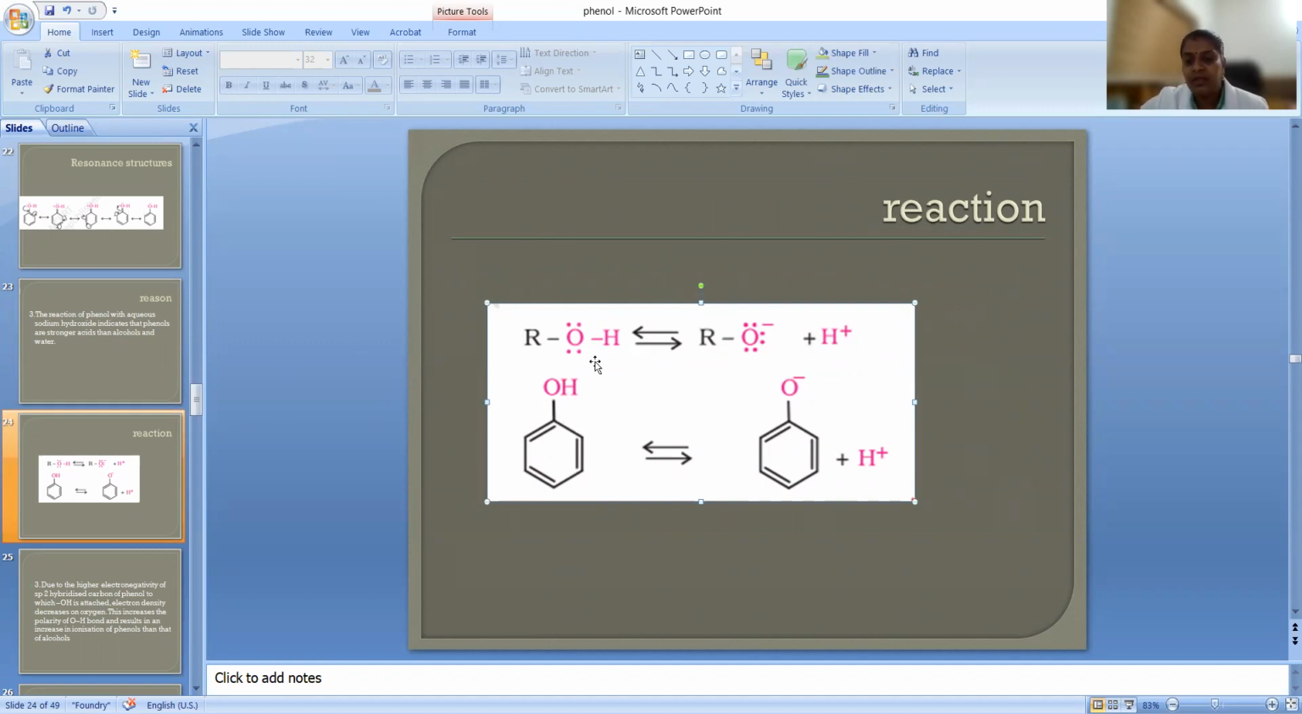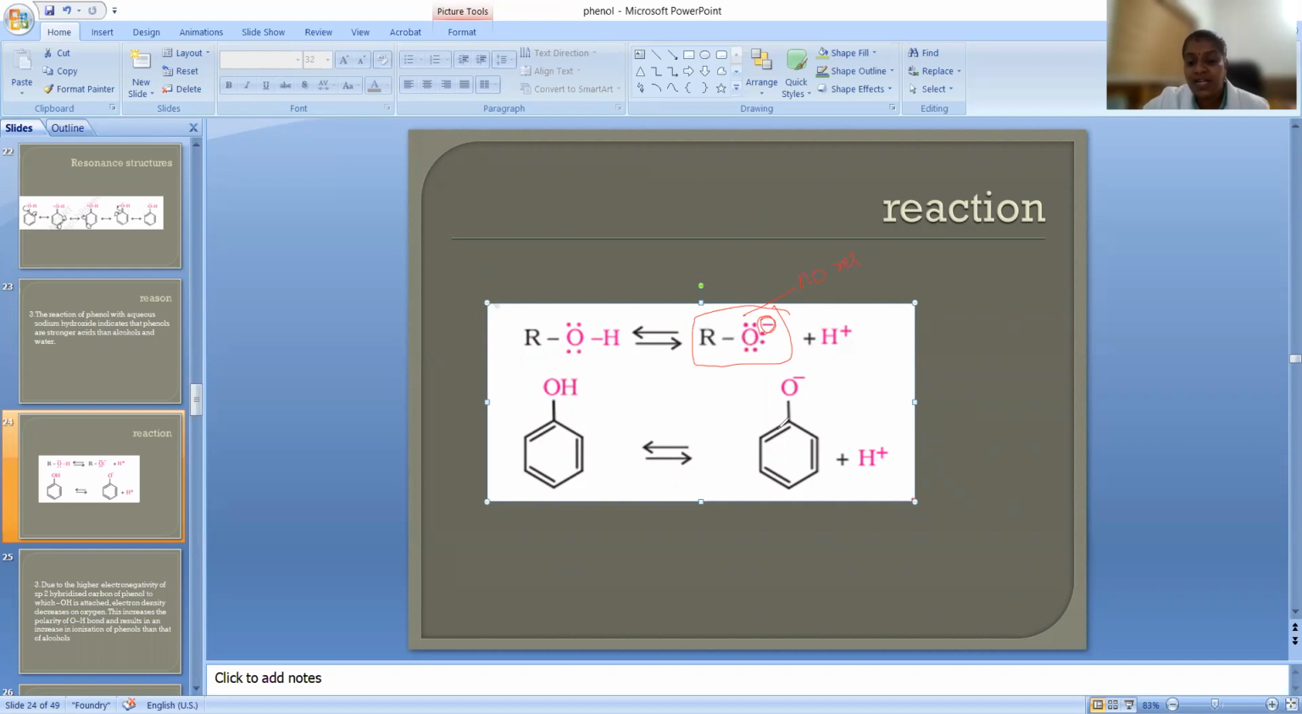So the acidity depends upon the stability of RO minus or this phenoxide ion formed. If the phenoxide ion is having more stability, it will be more acidic. Here, in the case of an alcohol, we are not getting any resonance structures. This negative charge is here only; it is localized on the oxygen atom.